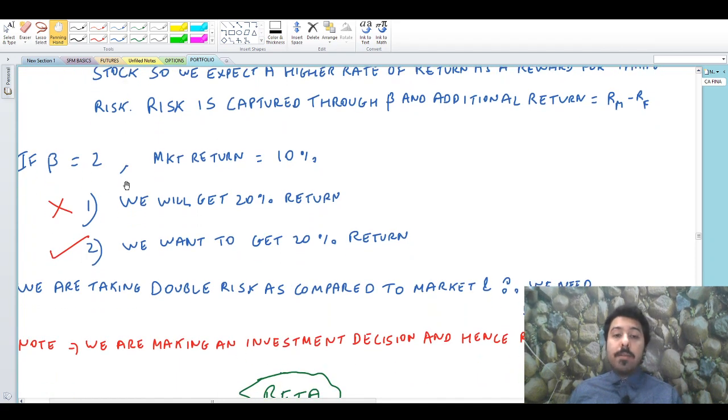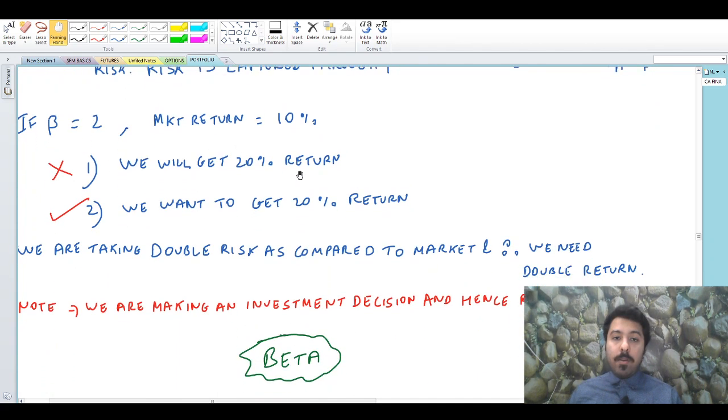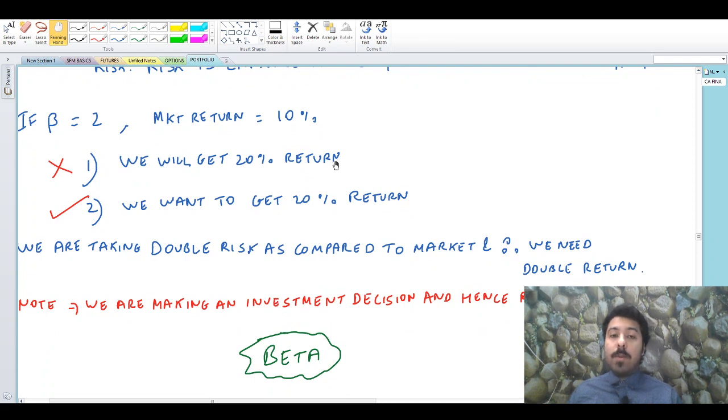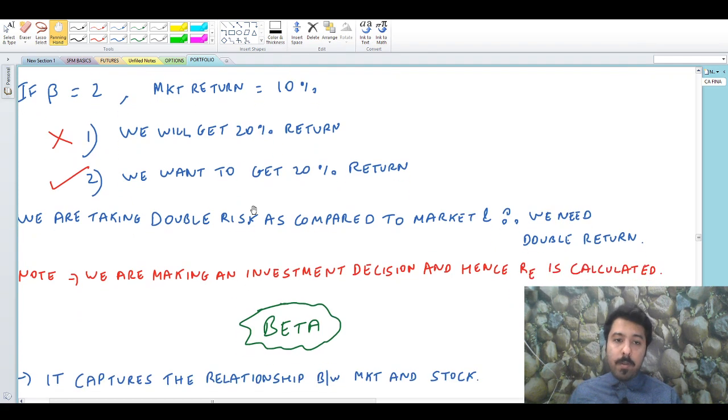So if beta is 2 and market return is 10%, what does that mean? We will get 20% return? We want to get 20% return. The first statement is wrong. There is no guarantee. Who's guaranteeing you will get a 20% return? We want to get a 20% return. RE is the required rate of return, what we want to earn.